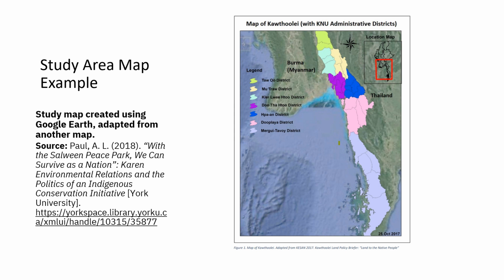This is an example of a study area map. It's from a student's thesis titled With the Salween Peace Park, We Can Survive as a Nation, Karen Environmental Relations and the Politics of an Indigenous Conservation Initiative. In this case, the researcher has produced a study area map of the region of Thailand discussed in the thesis.